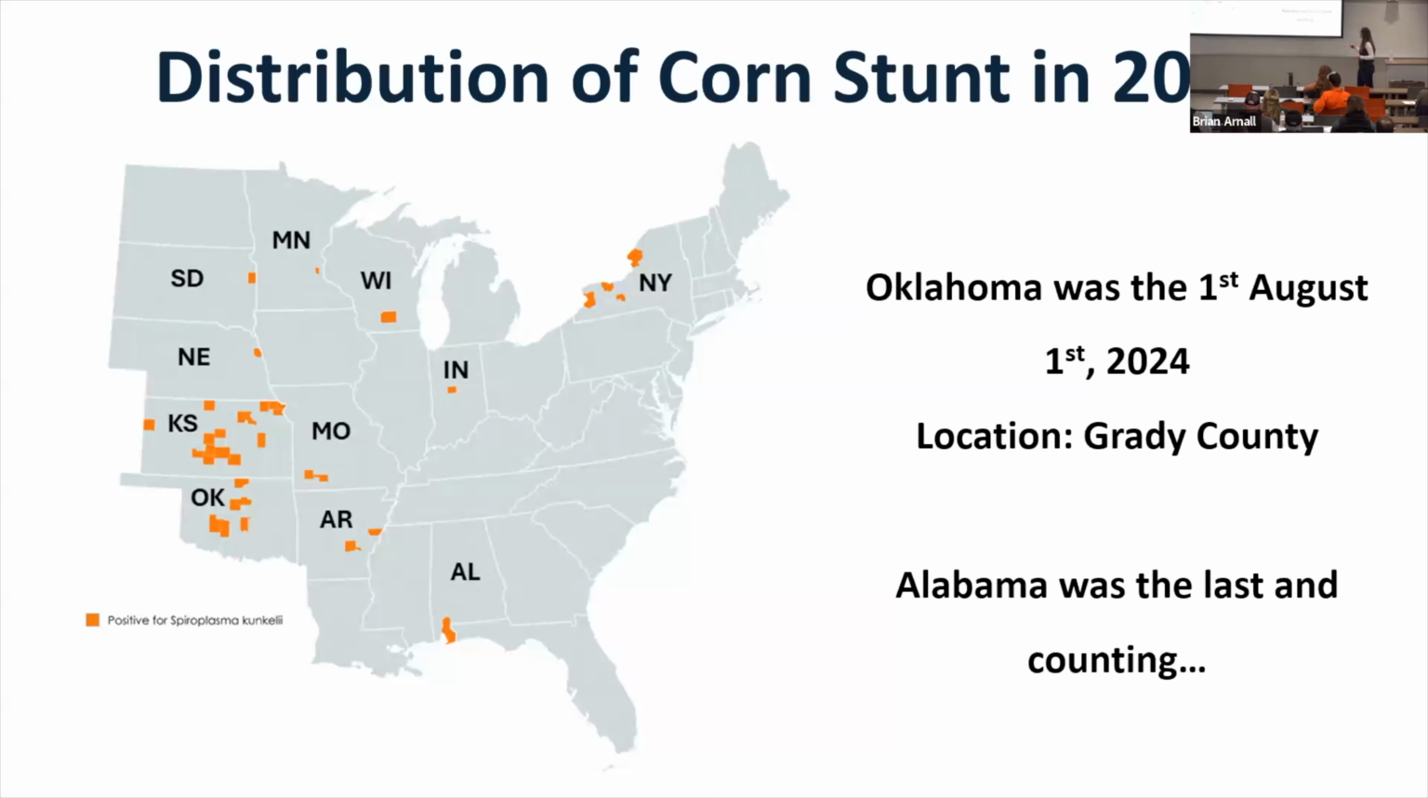As I mentioned, we started with the first report from Oklahoma on August 1st. The last one was Alabama, which just sent samples 2 weeks ago. We were able to confirm because they still had some corn in the ground. All the other states didn't have any more, unfortunately, for us to test.